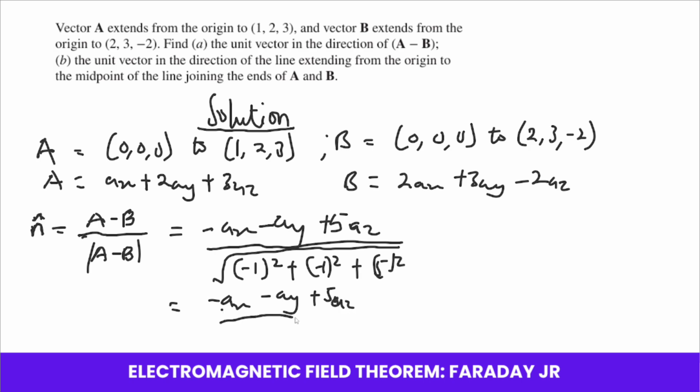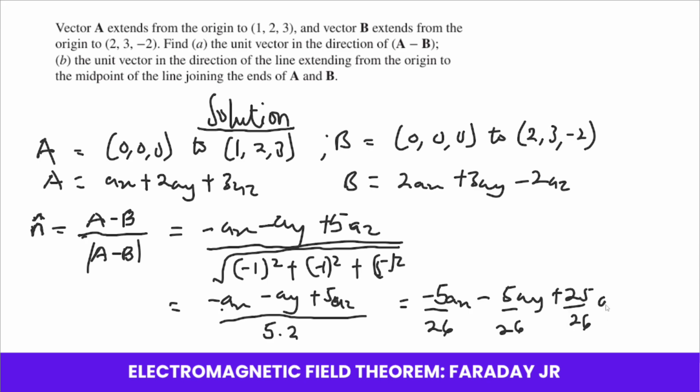All that divided by, in computation, you get the square root of 27. And this can also be written as negative 5ax over 26 minus 5ay all over 26 plus 25 over 26 az.